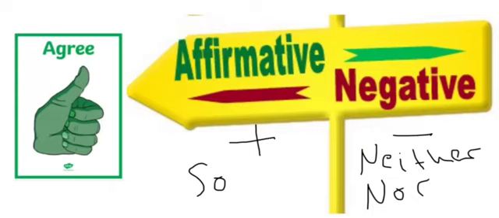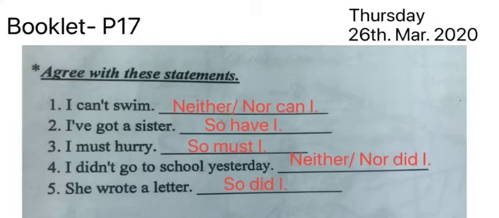Remember how to distinguish between the affirmative and negative. Affirmative is always positive, it does not contain the word no, and you need to start with so. But negative statements always contain the word no, and you have two choices for it, which are neither or nor. Now let's start answering the questions together.